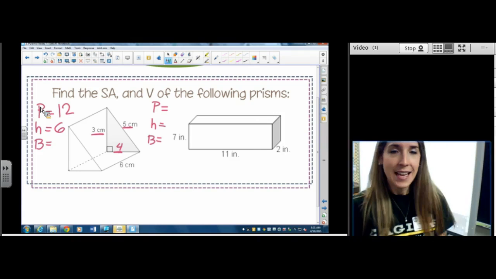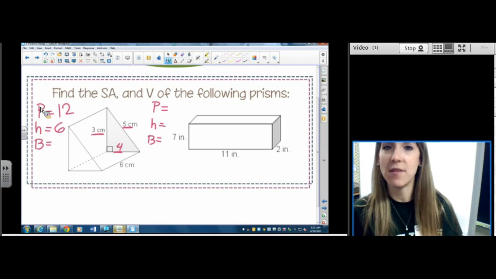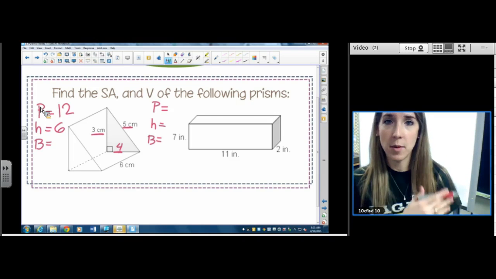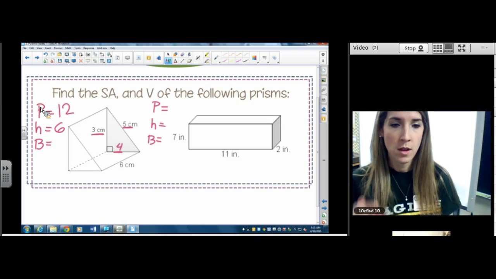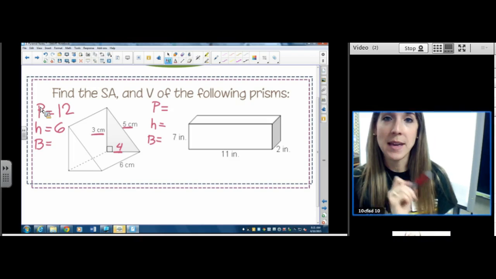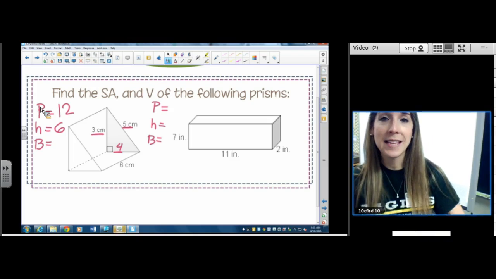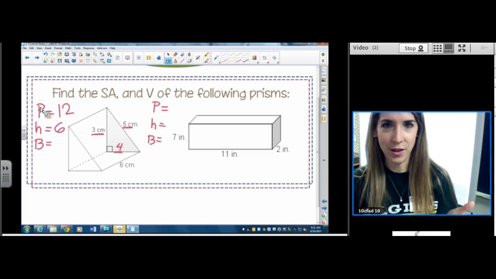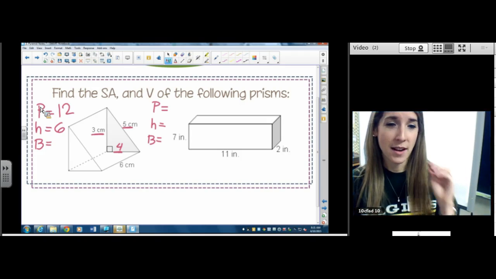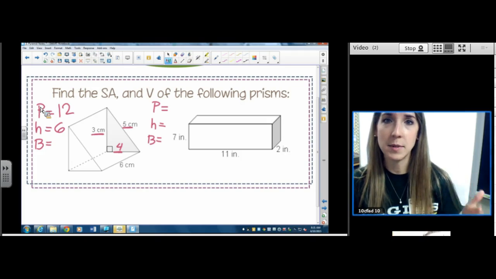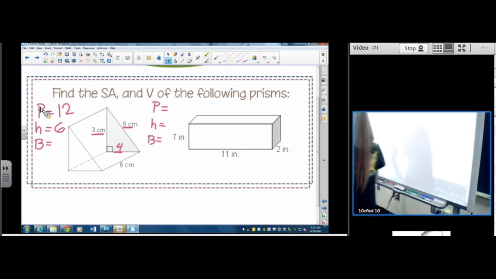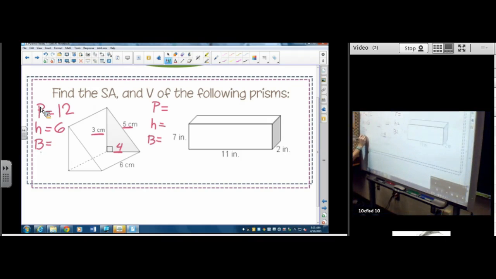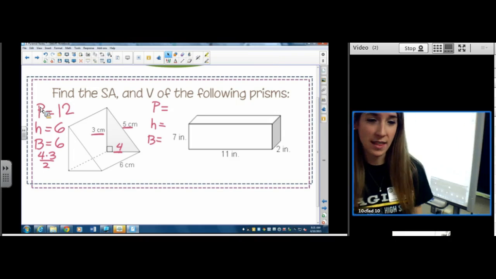Remember, that height is not the height of the base. It's not 3. It's the height of the prism. So it's whatever number connects the triangle to the triangle. Capital B. Capital B stands for area of the base. Capital B is going to be different depending on what prism you're working with. This is a triangular prism. So that means for capital B, you're going to have to find the area of that shaded triangle. Base times height divided by 2. So to find capital B, it's a little extra work. It's the area of the triangle, base times height divided by 2. So capital B is also 6, just like the height, right?